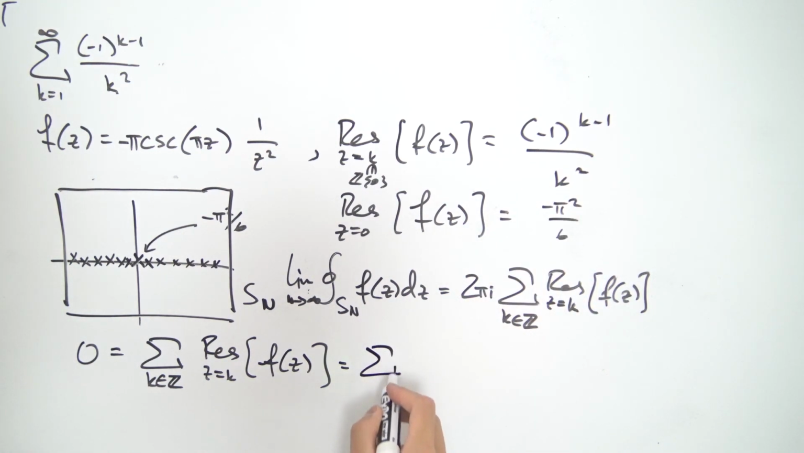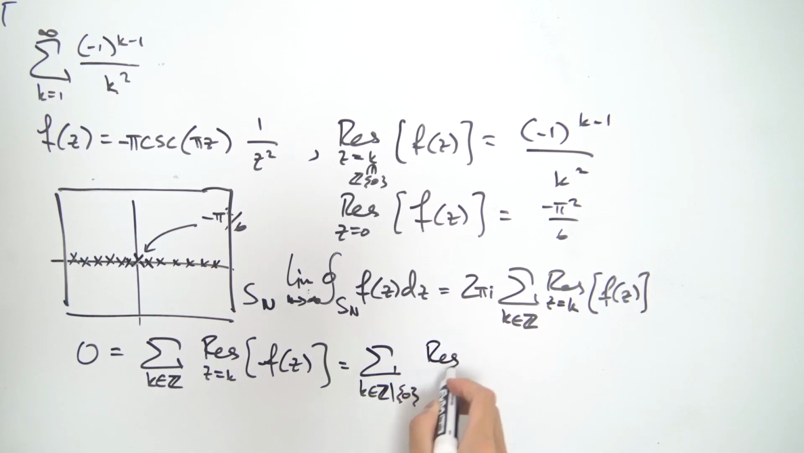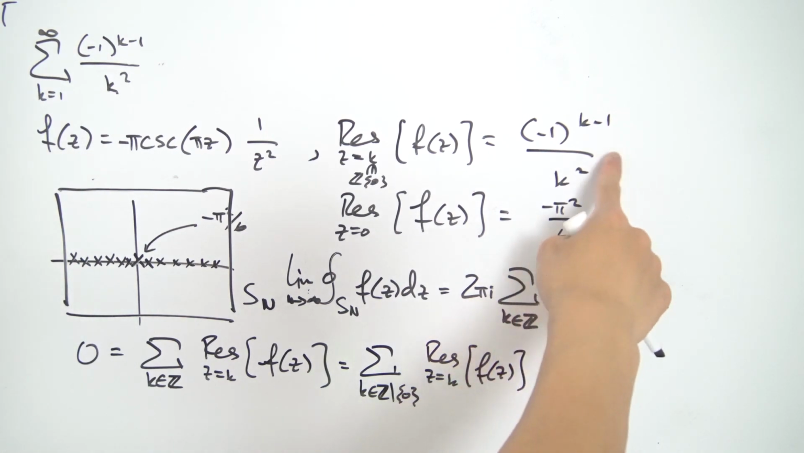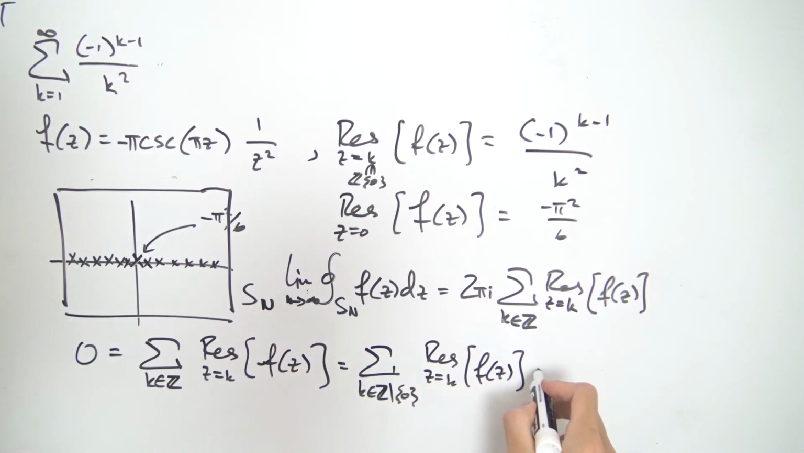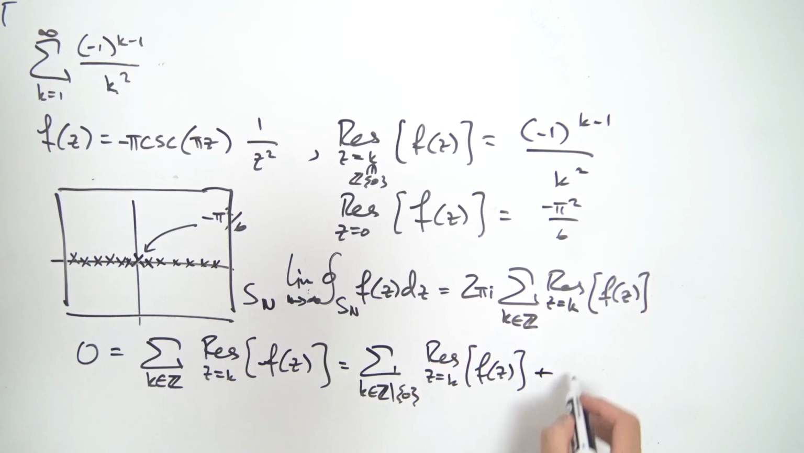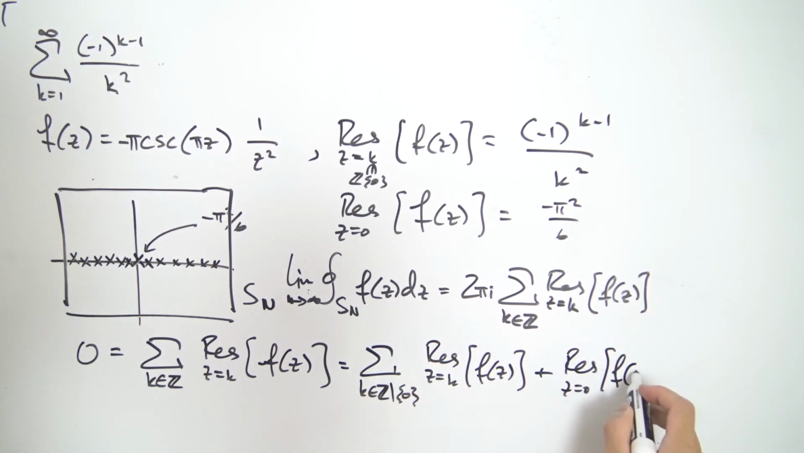So first of all, we have the sum running along the integers excluding 0 of the residue at z equals k of f of z. So that's all these guys right here. And we also have the residue at z equals 0. So we have to add the residue at z equals 0 of our function f of z.